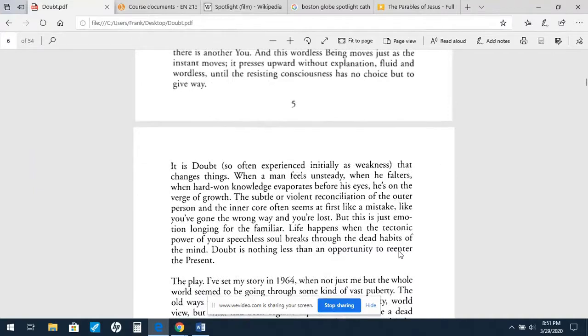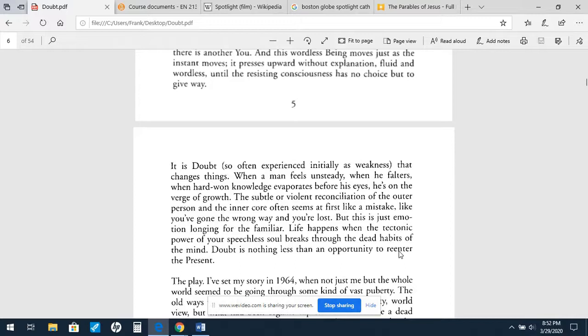It is doubt, so often experienced initially as weakness. There's that negative connotation that changes things. When a man feels unsteady, when he falters, when hard-won knowledge evaporates before his eyes, he's on the verge of growth. The subtle or violent reconciliation of the outer person and the inner core often seems at first like a mistake, like you've gone the wrong way and you're lost. But this is just emotion longing for the familiar. Life happens when the tectonic power of your speechless soul breaks through the dead habits of the mind. Doubt is nothing less than an opportunity to re-enter the present.